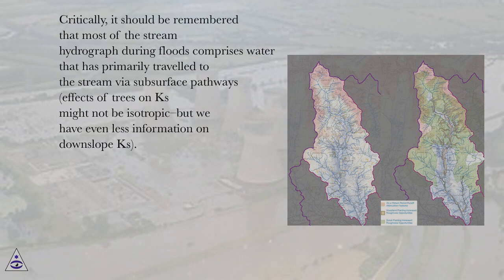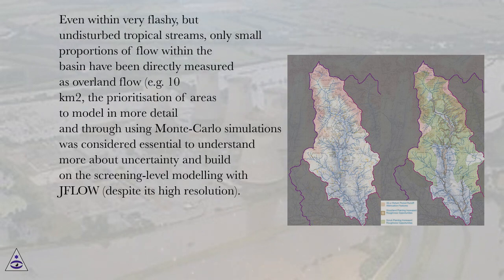Effects of trees on Ks might not be isotropic, but we have even less information on downslope Ks. Even within very flashy but undisturbed tropical streams, only small proportions of flow within the basin have been directly measured as overland flow, for example 10 square kilometers.